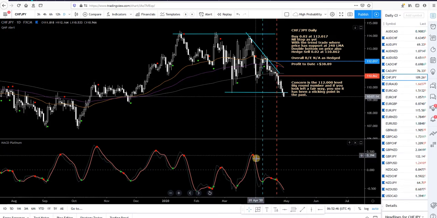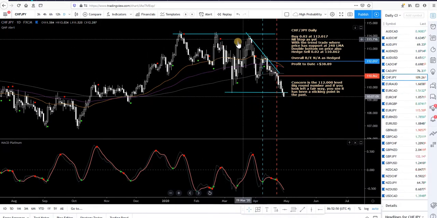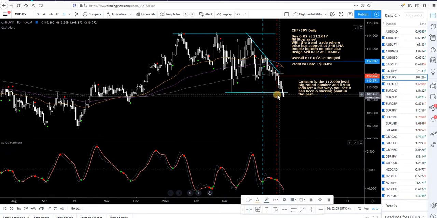Then I took a hedge sell. You can see the buy, the MACD Platinum is below the zero level. Tough time to trade any yen pairs through this coronavirus thing. So we'll see how we go. You can read my notes as usual.